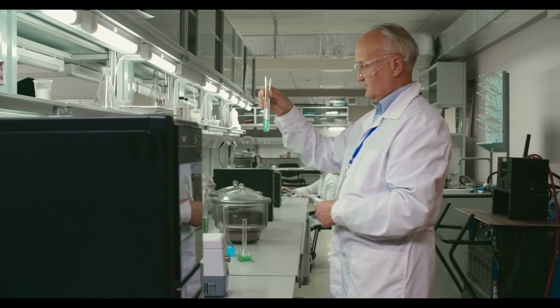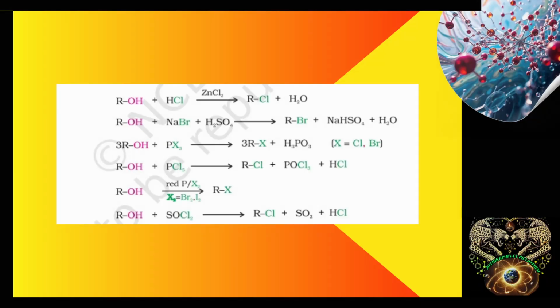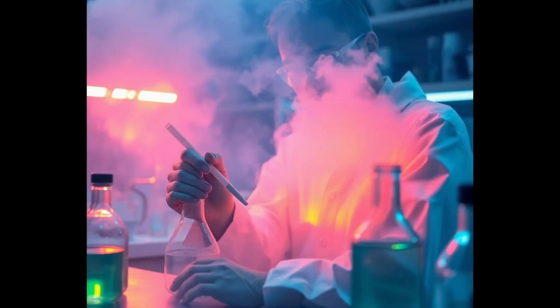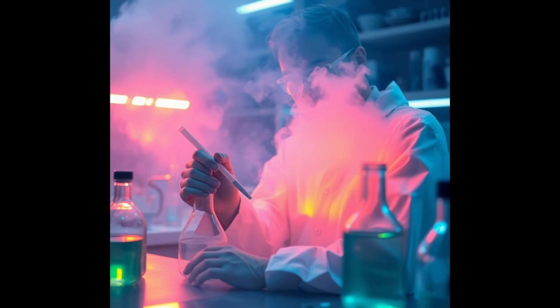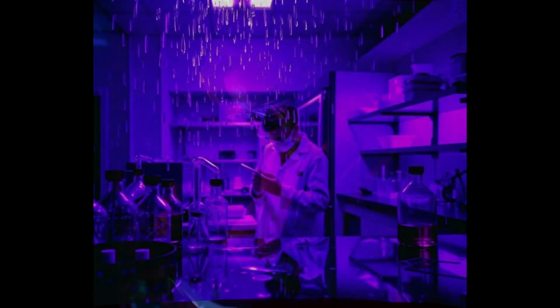Now, if we want to make alkyl iodides, it's a bit different. Here, we heat the alcohol with sodium iodide or potassium iodide in 95% phosphoric acid. The iodine takes the place of the OH group. We get a good amount of the alkyl iodide.